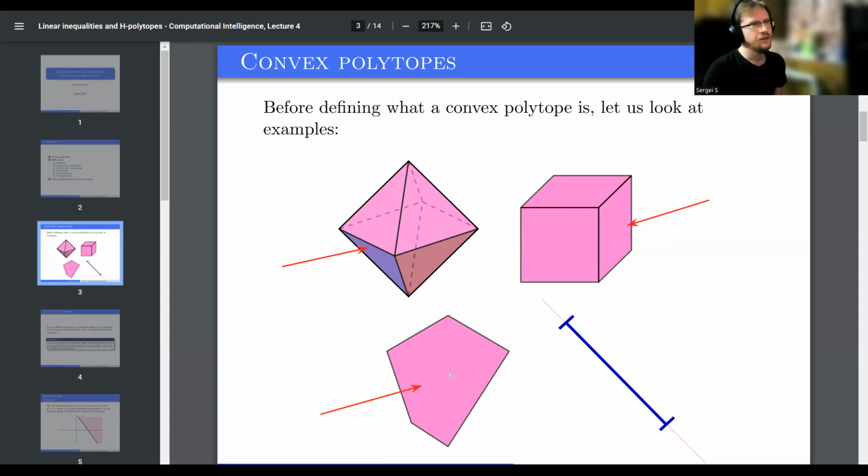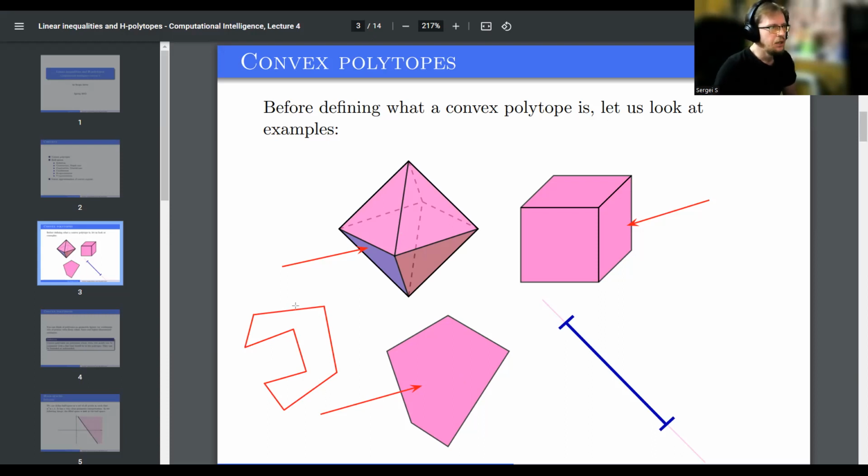Just 2D convex polytopes can look like that, and sometimes we call it a convex polygon. Theoretically, you can come up with shapes that are not convex, right? For example, like this shape. Remember we saw on the previous slide, the interior of this thing is not convex.